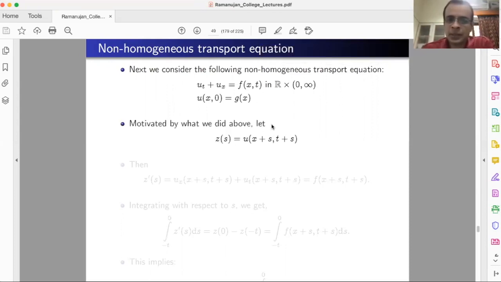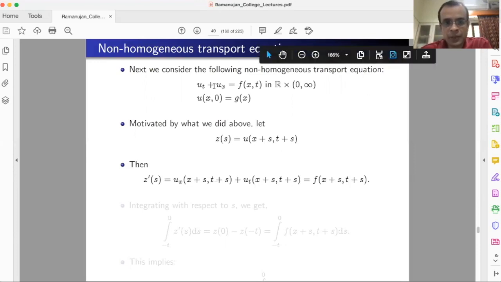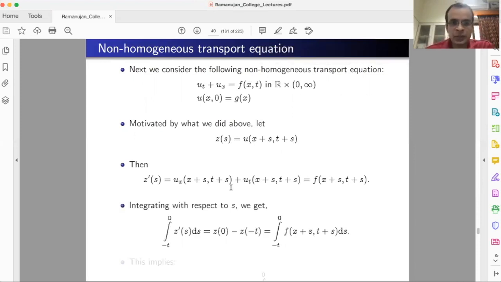It's the same insight. So let me define z of s is equal to u of x plus s comma t plus s, and then I differentiate. So when I differentiate, I get u_x at x plus s comma t plus s plus u_t at x plus s comma t plus s. But because this is true for all x comma t in R cross (0, infinity), the right hand side is going to be f evaluated at x plus s comma t plus s.